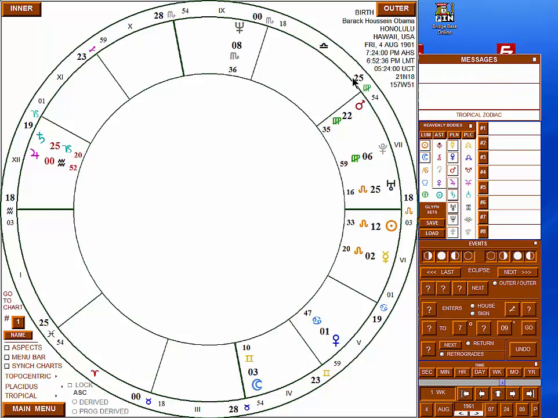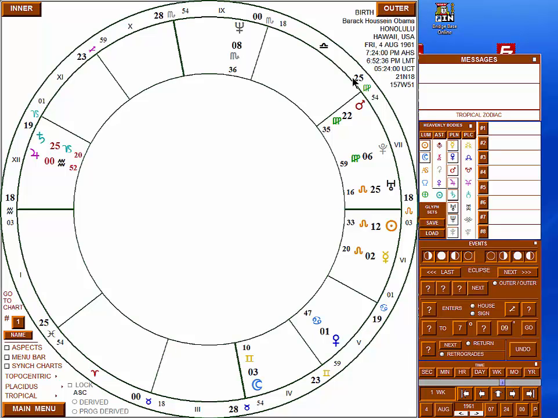Yesterday in my video, I discussed President Obama's decanate chart, and we discovered that the decanate twin of his natal Sun was located in the 10th house. We then watched transiting Saturn go into President Obama's 10th house and make contact with the decanate Sun. Today, I will discuss the vertical zodiac twins of his Saturn and Jupiter.